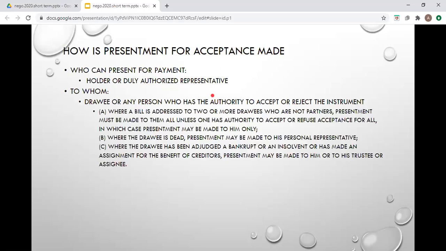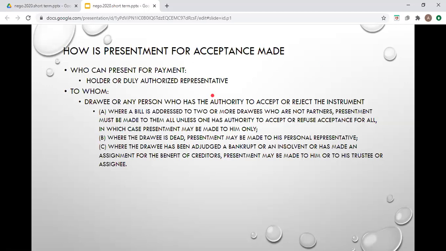And in connection with this, to whom are you going to present it for acceptance if the bill is addressed to two or more drawees? Okay? Dalawa ang drawees mo. Kanino? Well, it depends. Kung solidary sila, to any one of them. Kung joint sila, then both of them. Ganon. If the drawee is already dead, kanino mo ipepresent? You have to present that to his personal representative.